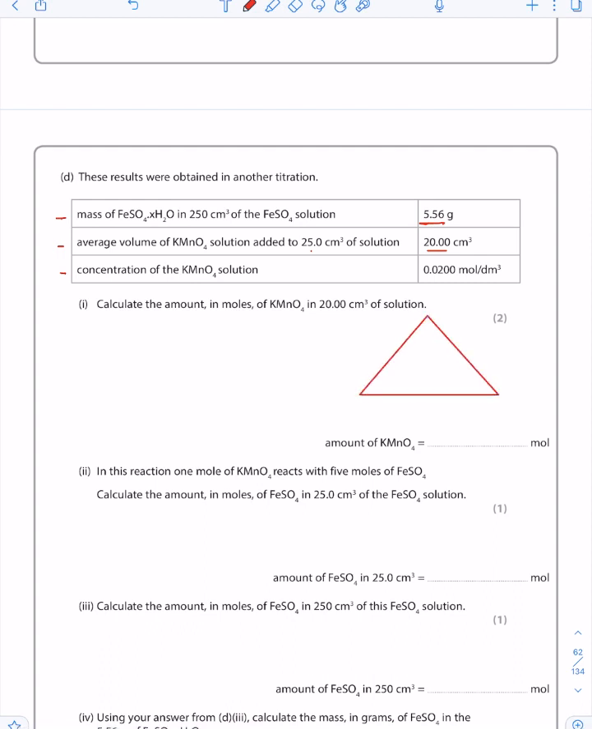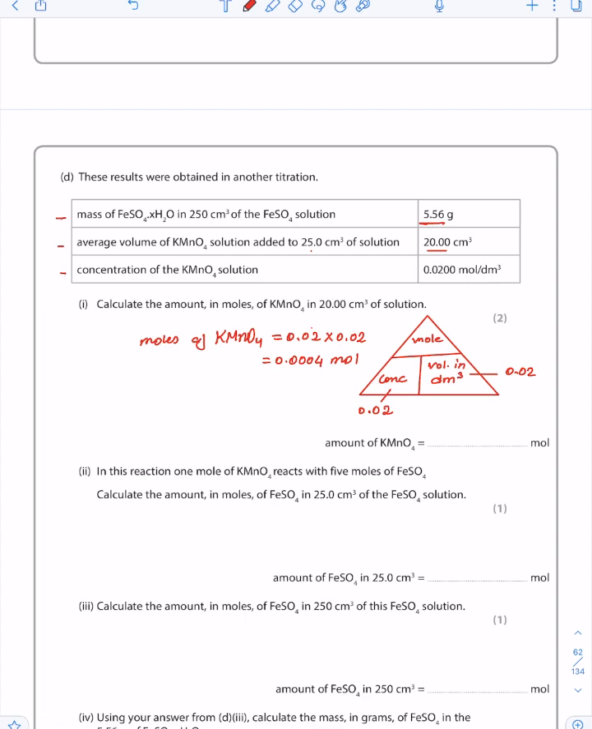We have a law that relates concentration to moles and volume: concentration is equal to moles over volume in cubic decimeter. I have the volume as 20 cubic centimeter, which is 0.02 cubic decimeter, and the concentration of potassium manganate solution given in the table is 0.02. So we can get the moles of potassium manganate, which equals the concentration 0.02 times the volume 0.02. So this comes out to 0.0004 mole.